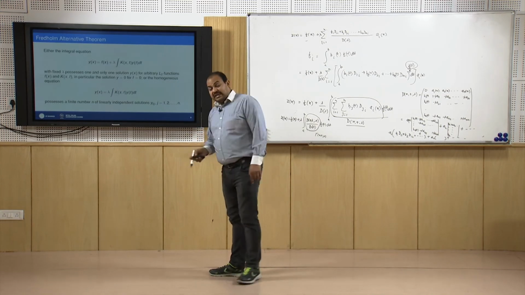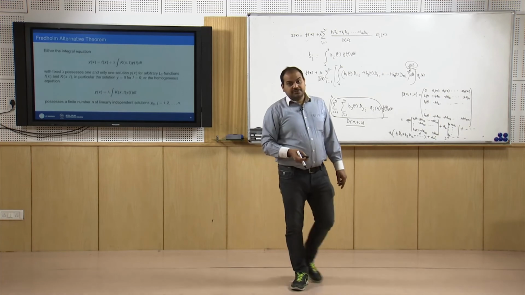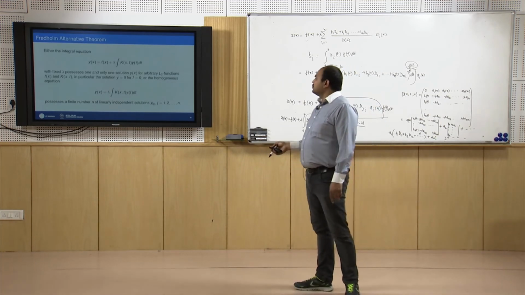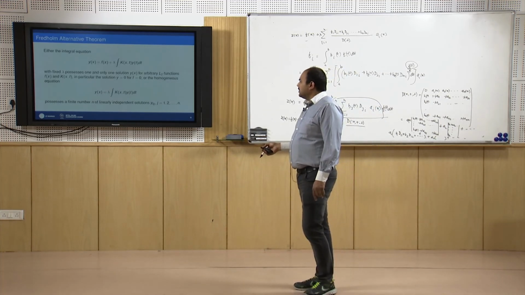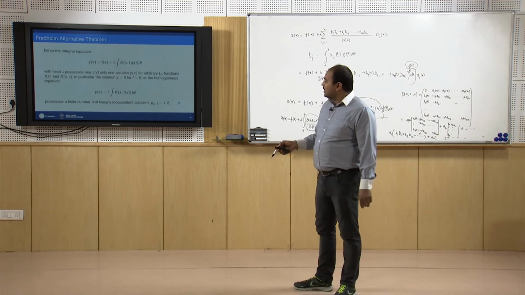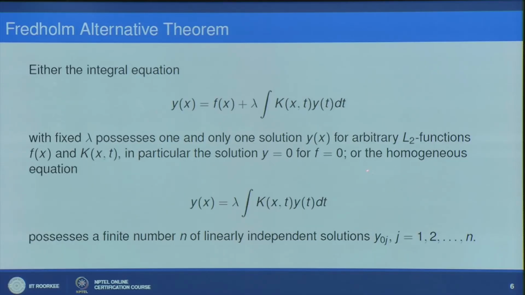But if D(λ) is equal to 0, then we have to do further analysis, and we have the homogeneous equation. This may possess a finite number n of linearly independent solutions. What is this y_j^0, j from 1 to n? This is nothing but the eigenfunction corresponding to this homogeneous part. So this we can always discuss.